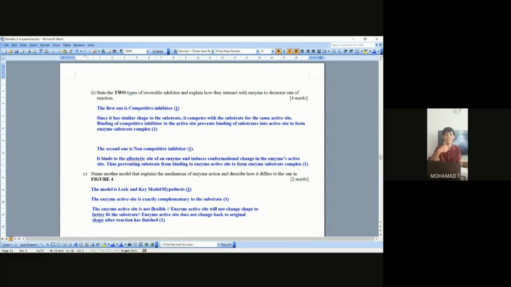I understand. I once on your level. Saya pun dulu student metric juga. Okay, alright. So that's the first one, competitive inhibitor.